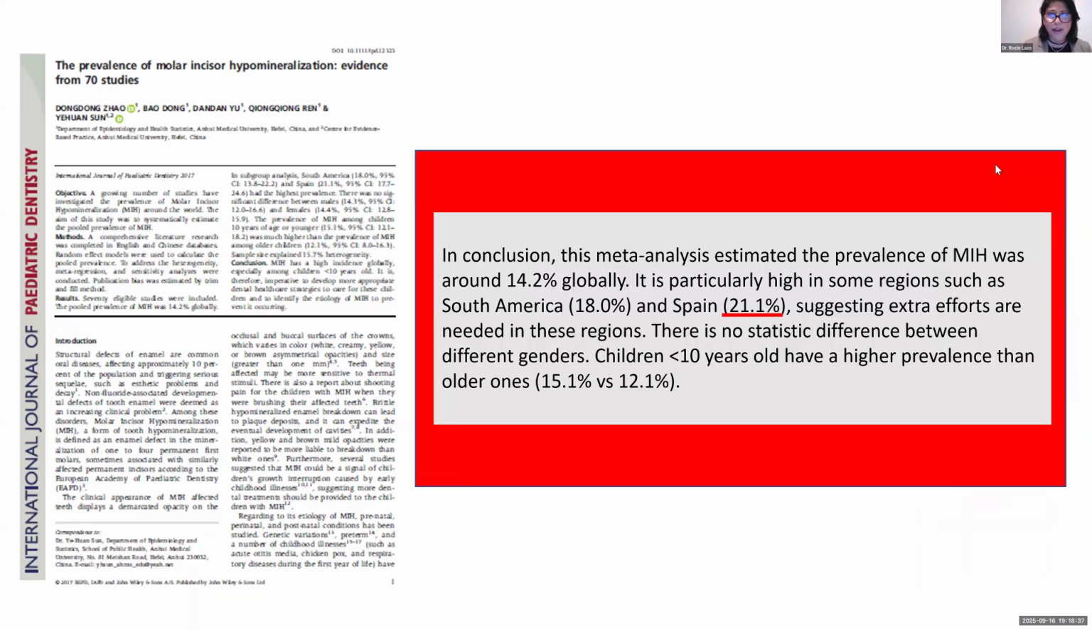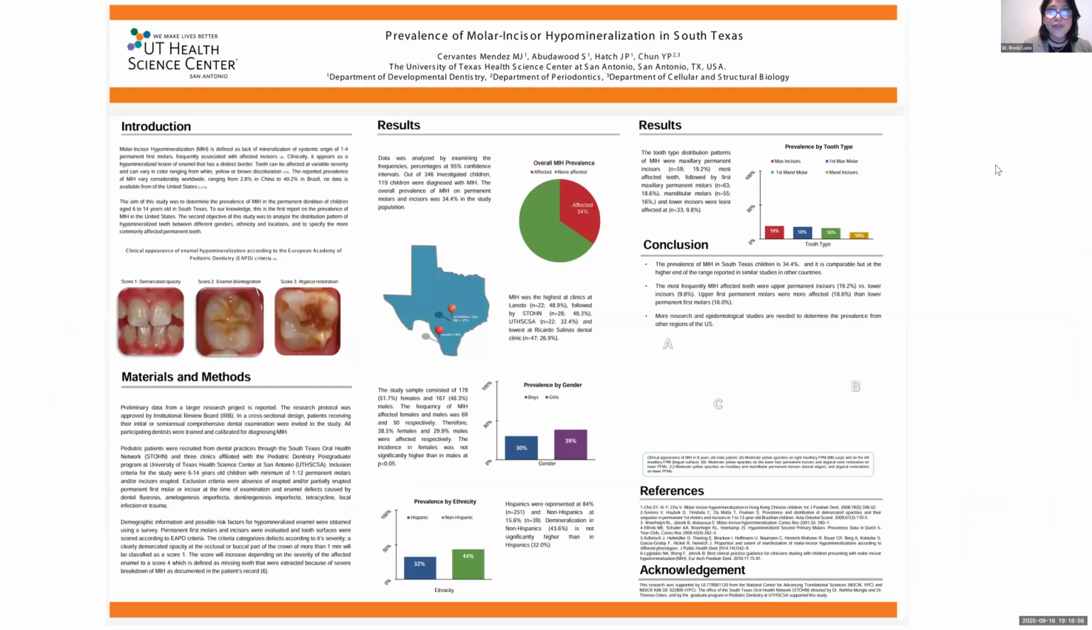The global prevalence of MIH is increasing. It's around 40.2%, and in some countries it is more prevalent than in others. For example, in Spain, the prevalence is 21.1%. In the United States, different states have more prevalence than others. For example, if you look at Texas, you have more prevalence of MIH, 34%.